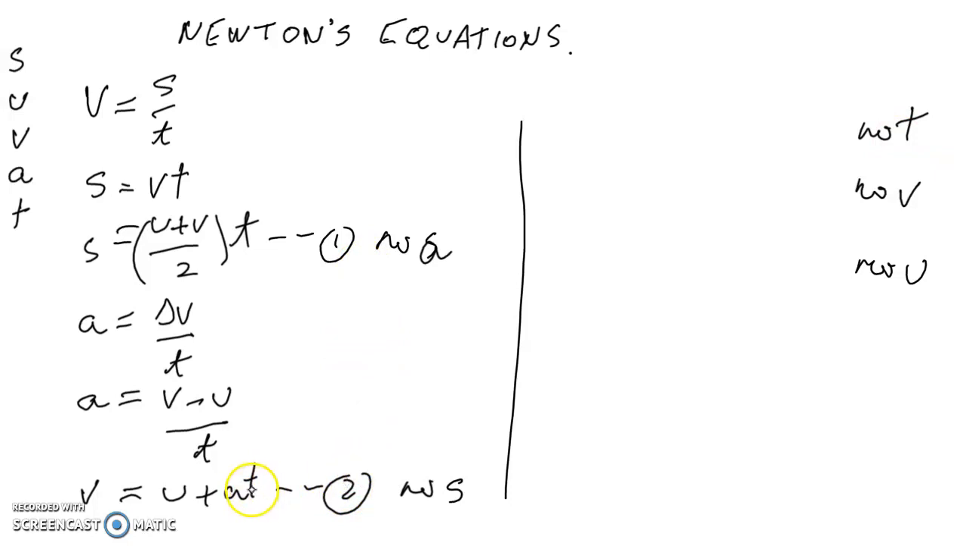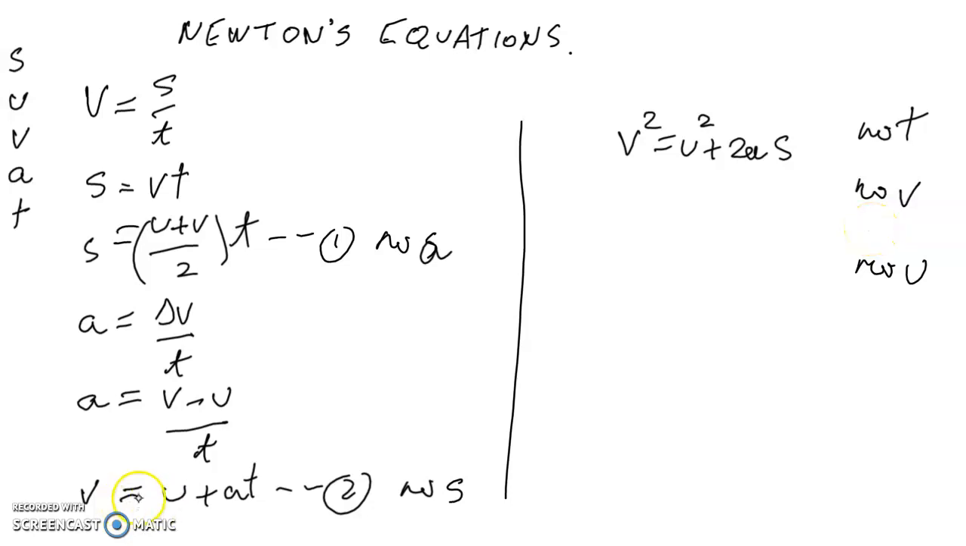How do we do that? From equation 2, you can get that t equals v minus u over a. All right? So you put that v minus u over a in place of t in the first equation. And if you do that, which you should do yourselves, you will get this equation here, v squared equals u squared plus 2as.